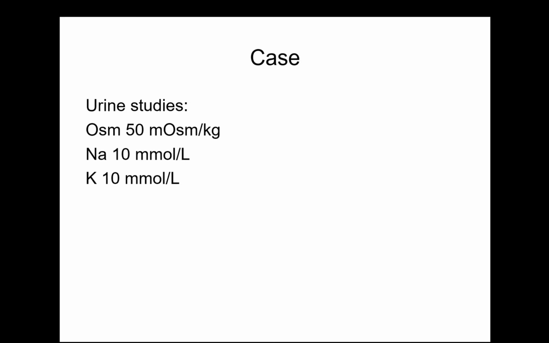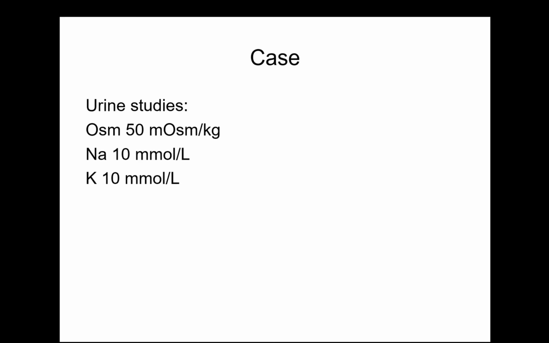If you look at a urine creatinine in this urine, that creatinine number is going to be very low. So everything is low. So don't just look at urine sodium and say, oh, 10 millimoles per liter, the kidneys are holding on to salt. No, the urine sodium concentration is very low because the urine is so dilute.